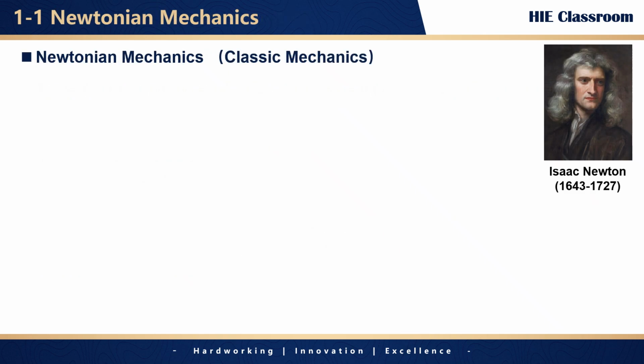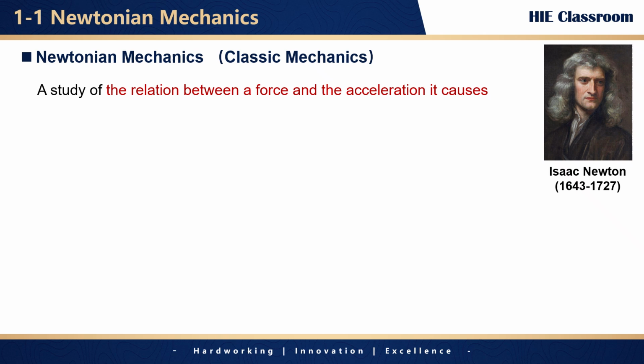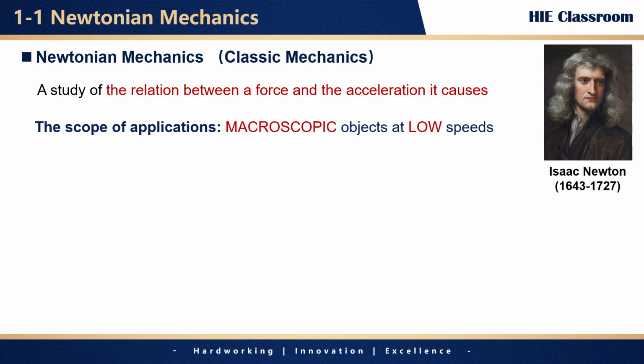Now, the relationship between force and acceleration was first clearly understood by Newton, who lived in the 17th century. What he developed is what we now call Newtonian mechanics, the study of how a force affects motion. But it's important to realize that Newtonian mechanics doesn't apply to every situation. It works extremely well for everyday macroscopic objects, things we can see, and for speeds that are relatively low compared to the speed of light.